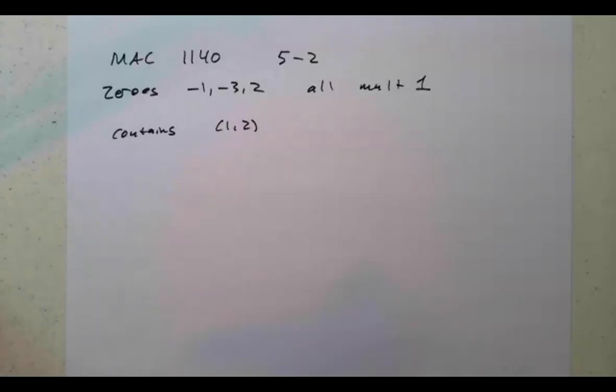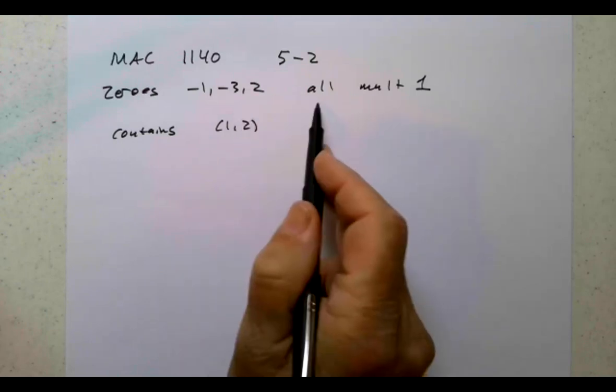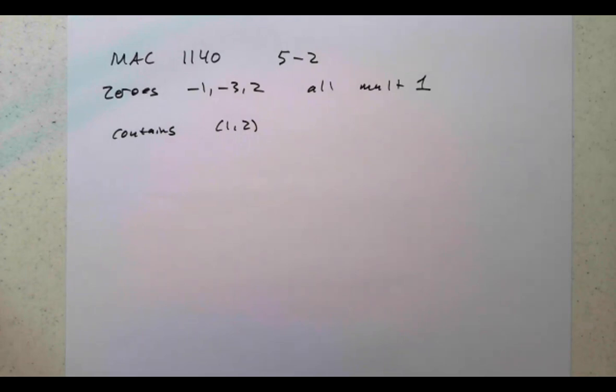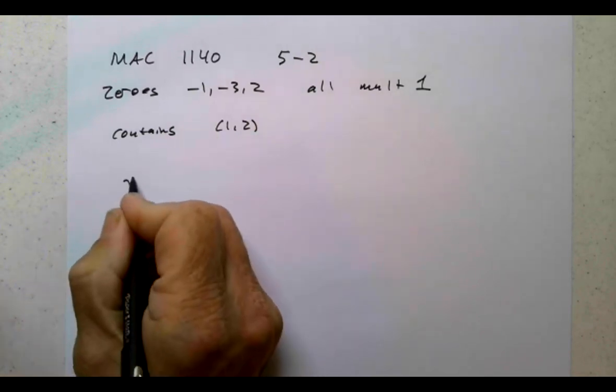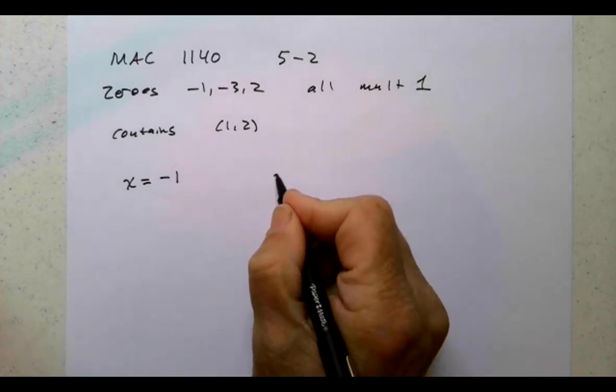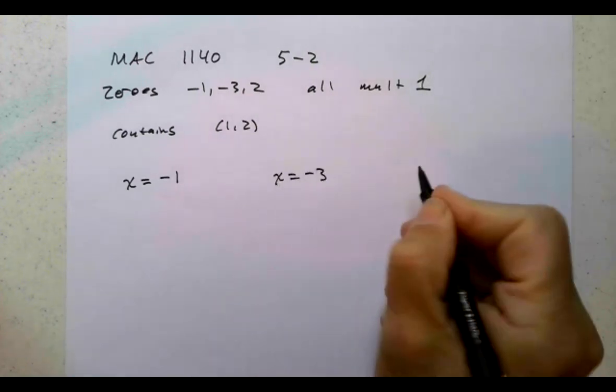So this question gives us zeros of -1, -3, and 2. All have multiplicity 1, and it contains the point (1, 2). So I have a zero of -1, so we'll think of that as x equals -1. We have a zero of -3 and a zero of 2.